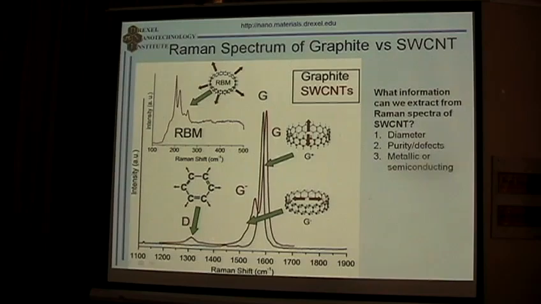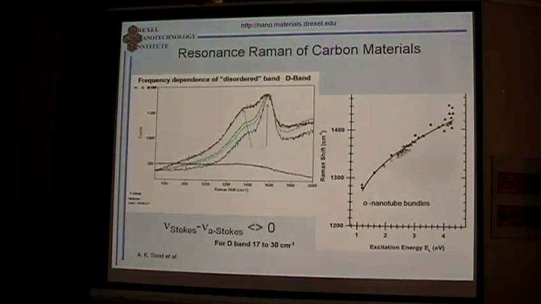We can determine purity by the presence and intensity of the disorder-induced D-band, which comes primarily from amorphous carbon, but also from defects in nanotubes and, for example, etched open tips of carbon nanotubes. And we can determine whether those are metallic or semiconducting nanotubes from the intensity of this G minus mode. So those are at least three things we can do.